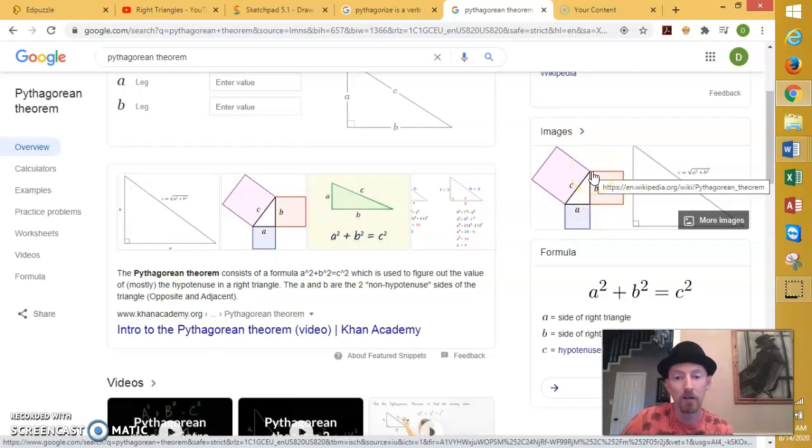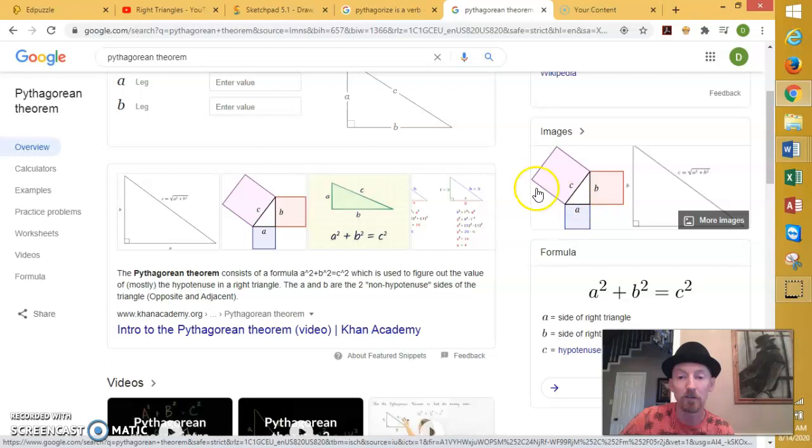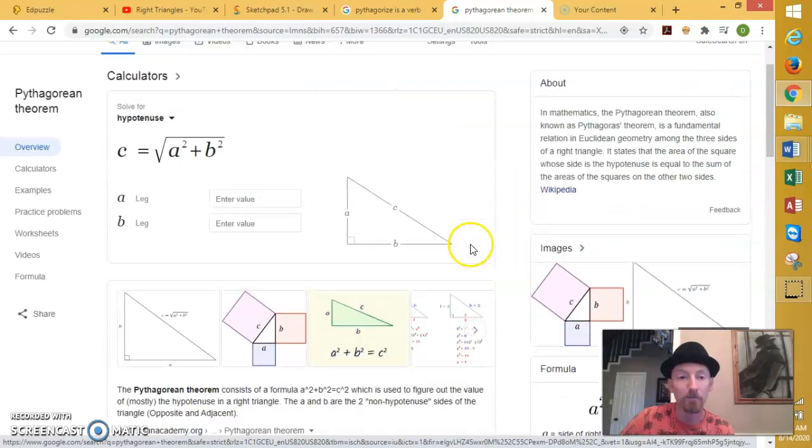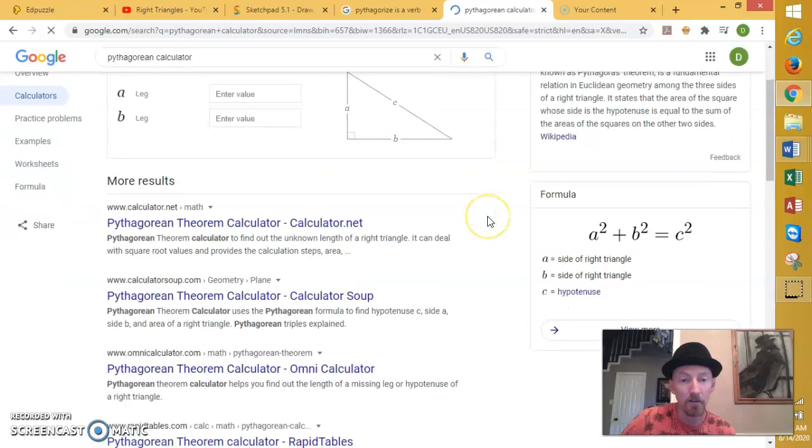This is a naturally occurring thing, right? The Pythagorean theorem is a squared plus b squared equals c squared, and c is always that longest side, which would make the largest square. There are calculators. This is one right here where you can enter things and it will do it for you. I would urge you to be careful here, due to the fact that on the AP test you can't use these. So be very, very careful, but they do exist and they are here.